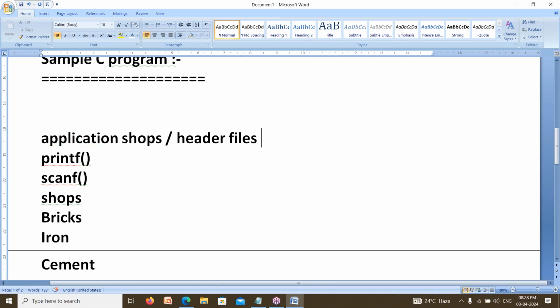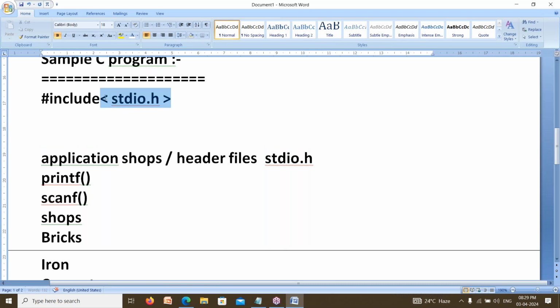The header file name is stdio.h. std means standard, IO means input and output, and h means header file. To use these two functions, we need to include this header file. How to include? Like this: #include <stdio.h>. Whenever you write this line of code, the content of this file will be copied into your program so that you can use these functions and build your applications easily.